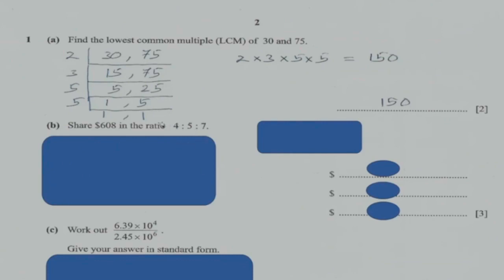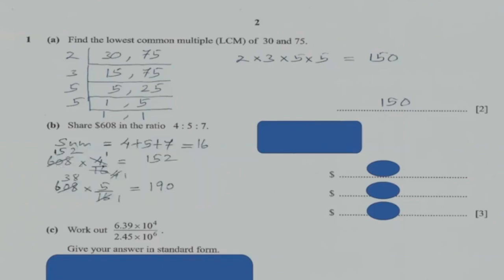Share $600 in the ratio 4 to 5 to 7. What we have to do is take the sum of these ratios and get the fractions accordingly. So the sum of these ratios, 4 plus 5 plus 7, means 9 plus 7, 16. So 4 over 16, 5 over 16, 7 over 16. We have to multiply by 608 to get the answer. 608 times 4 over 16, we can calculate it: 152, 190, and 266.